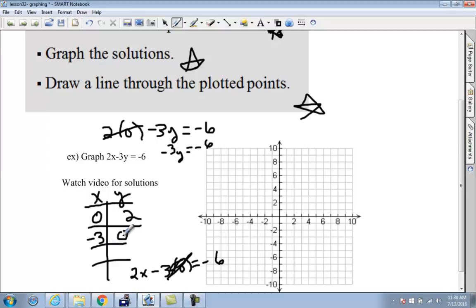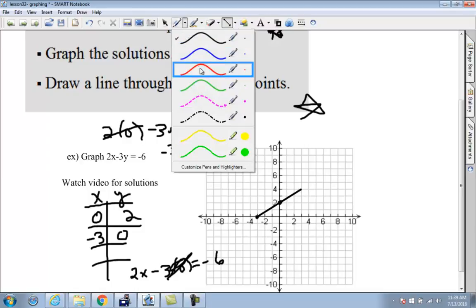Okay, so now we found two ordered pairs. It might be hard mentally to find the third, but here's a trick. I'm going to show you the trick. So 0, 2, let's just plot that. 0, 2, that's right here. Negative 3, 0, that's right here. Well, I can connect the dots. And then you might notice something, and I'll do this in another color.